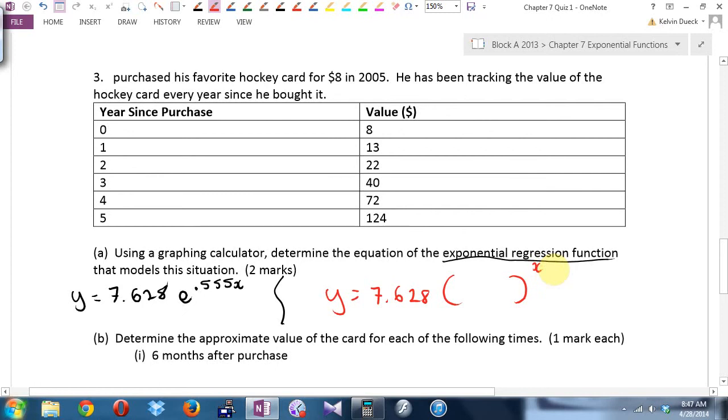Ellen, nice and loud? 1.743? By the way, what that's telling you is it's increasing 74.3% every year. That's a pretty good investment. Also tells you this is fake data because they don't increase like that, I assure you.